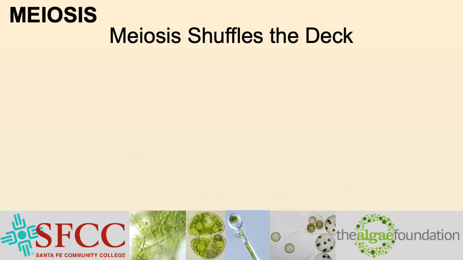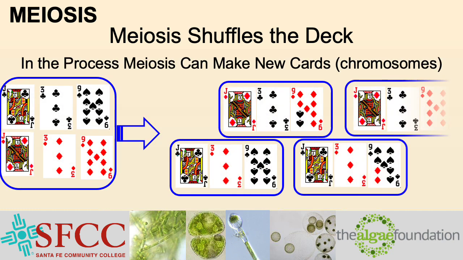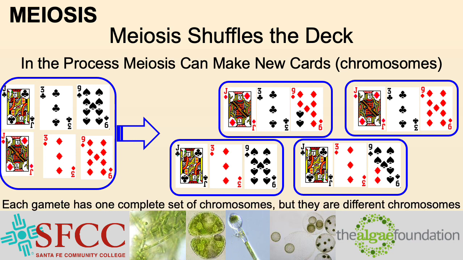Unlike mitosis that duplicates the deck, or the chromosomes, meiosis does shuffle the deck by the random formation of the chiasma in prophase I, and then the random orientation of the homologous pairs in metaphase I, and finally the 50-50 chance of swapping pieces of chromosomes when the chiasmata break in anaphase I. At the end of meiosis, there are 4 haploid cells, each with a complete set of chromosomes. But the sets of chromosomes in each are not identical.